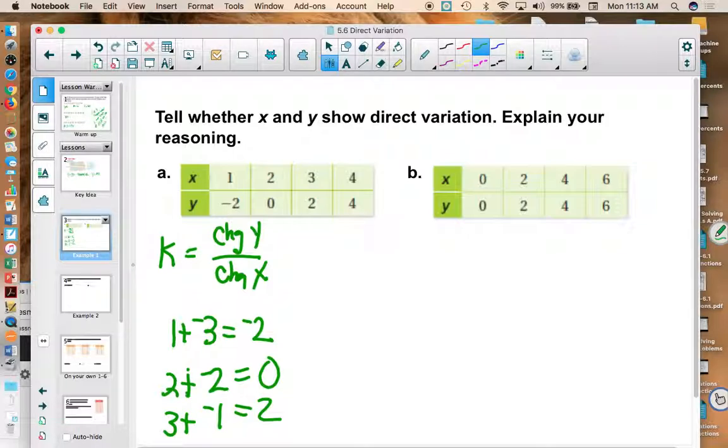Did the graph of A go through the origin? No. So this is not DV. We're not DV. Okay. Could I have looked at the table and seen that really quickly and easily? Yeah, if I understand that direct variation will always go through 0, 0. Look right here.